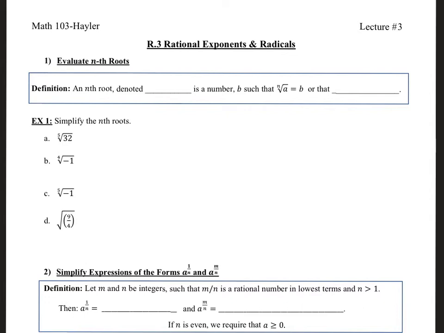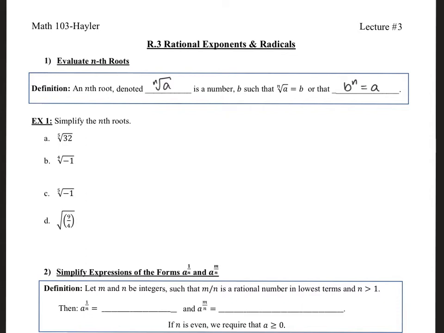Okay, so the definition: an nth root of A is a number B such that the nth root of A equals B, or that B to the nth power is the same as A. Once again, sort of a complex definition, but we'll go ahead and use it. So for our example 1, we're going to simplify the nth roots.